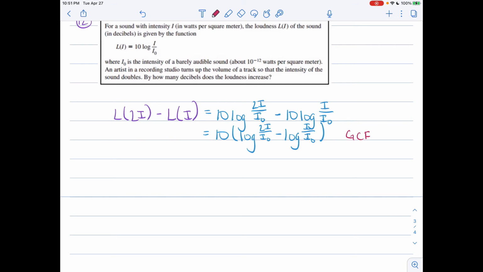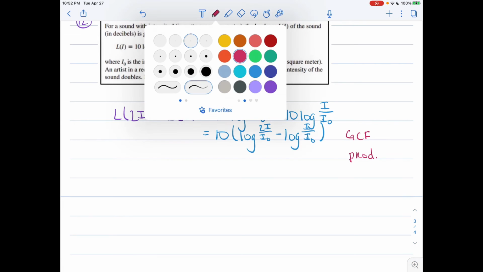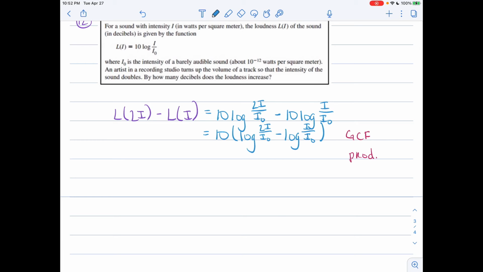Okay, I see that I have a multiplication going on here because I have 2 multiplied by the I over I naught. So I can break this apart as a log of 2 and a log of I over I naught. And in order to break that apart, I am using my product property. So this is still going to be 10. And now I'm multiplying by log of 2 plus log of I over I naught. So I've just pulled this 2 out because it was being multiplied.